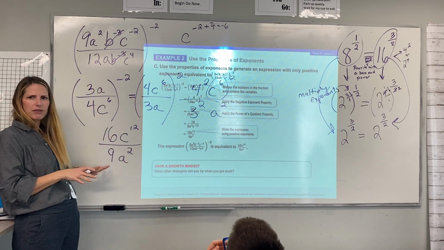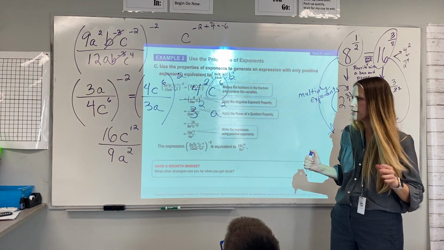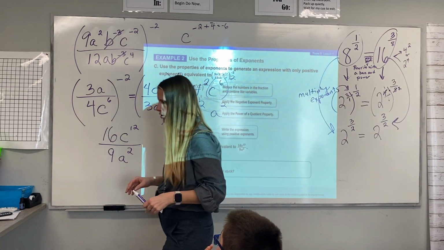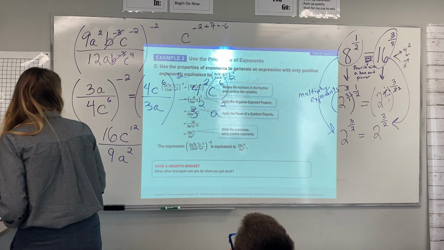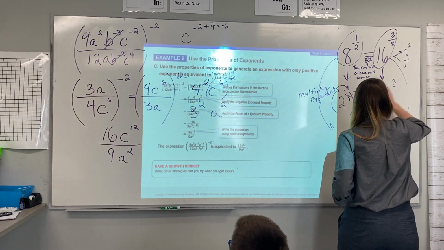Can that be reduced or simplified at all? Not that I know. Nope, 16 over 9 has got to stay that way, and we can't do anything with those exponents. That is the answer. So I have one more thing to show you. Okay, you ready? I'm just going to erase on this side.